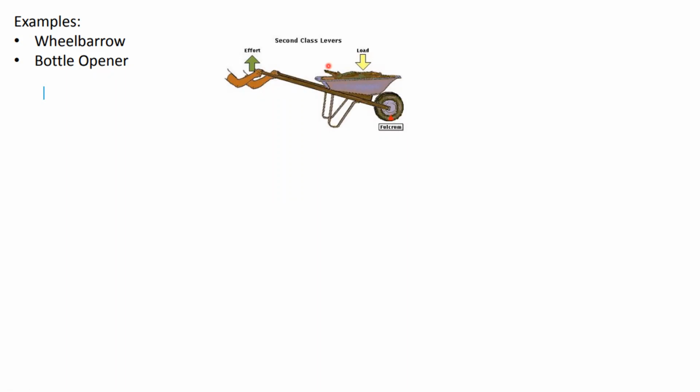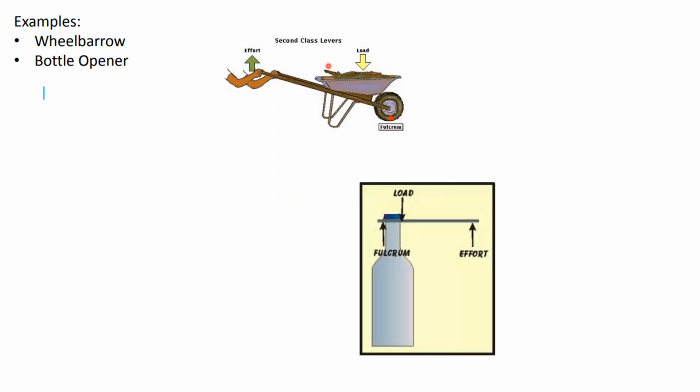Another example is the bottle opener. This is the fulcrum here. Can you imagine it? You apply a force on this part here. When you apply the force, the output force will be here, and the bottle will be opened. So this is the effort that you apply by your hand. This is the fulcrum point.